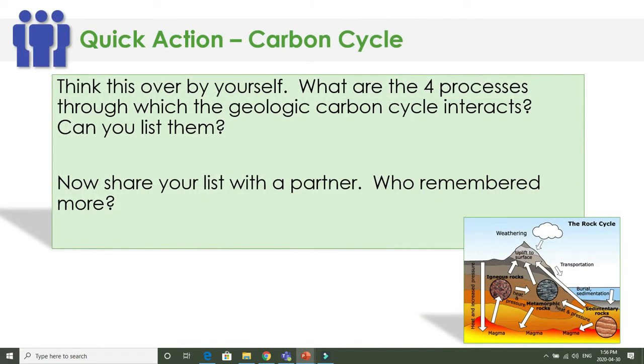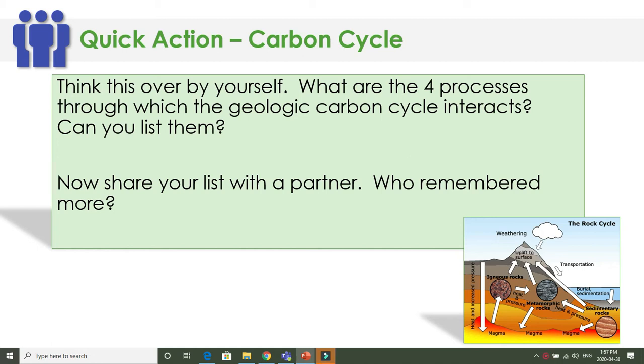So think this over by yourself. What are the 4 processes through which geologic carbon, this cycle interacts? Can you list them? And share your list and see who can list more. You might want to pause it here for this.